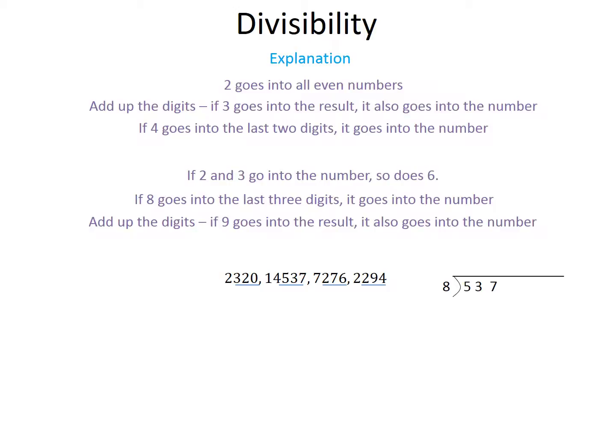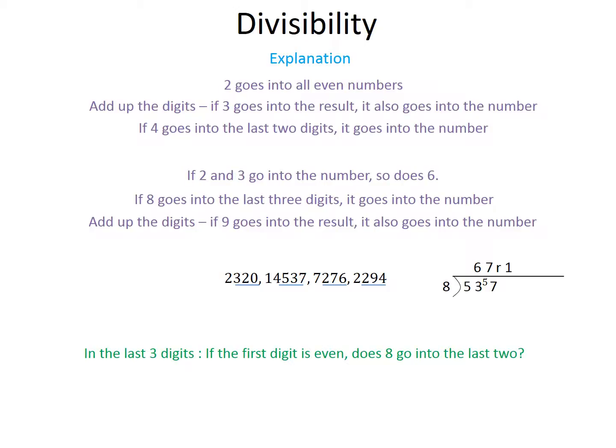One thing I could do, of course, is I could just do the division normally. So does 8 go into, for example, if I was doing this one, does 8 go into 537? So 8 doesn't go into 5, does it go into 53, goes in there 6 times with 5 remainder, and then 8 goes into 57, 7 times with 1 remainder. That means 8 does not go into 537, so I know it doesn't go into 14,537. But we want something a little bit quicker than this because we're trying to avoid having to do that sort of division here.